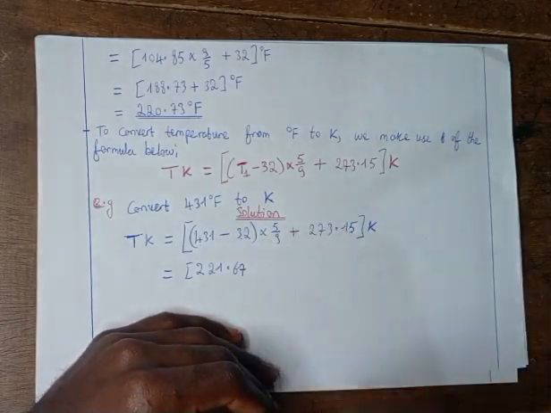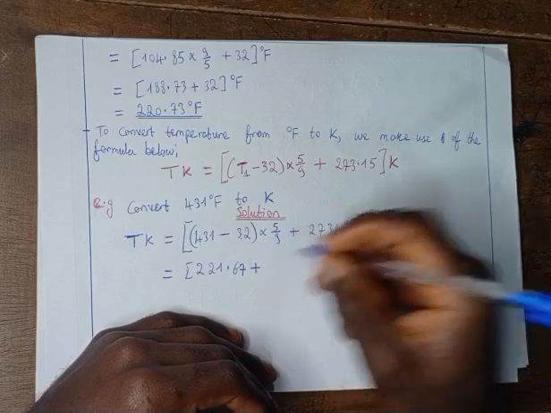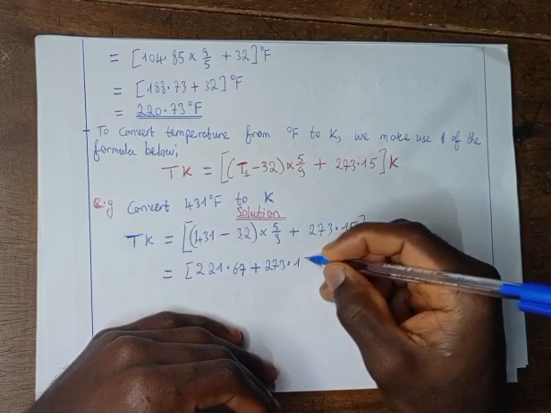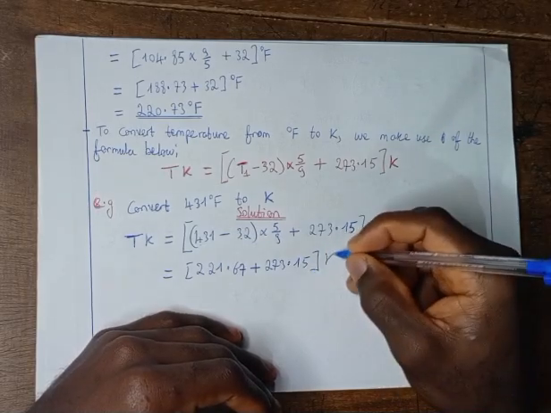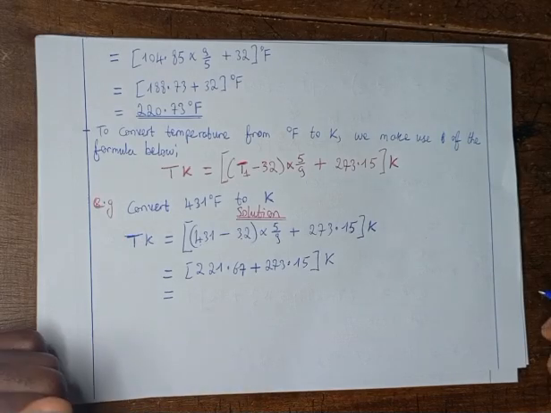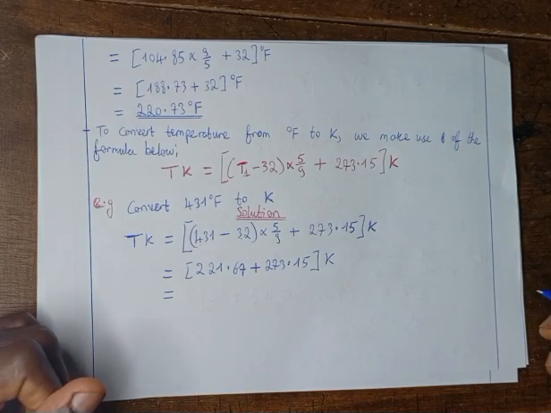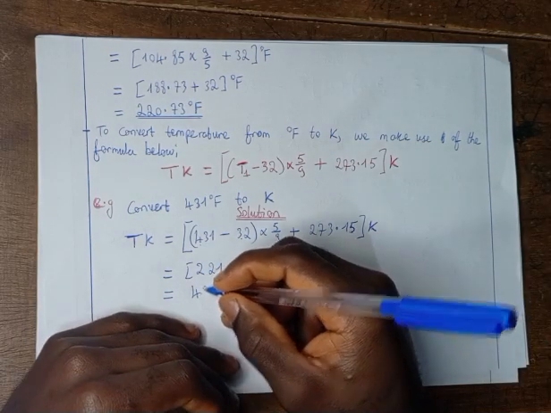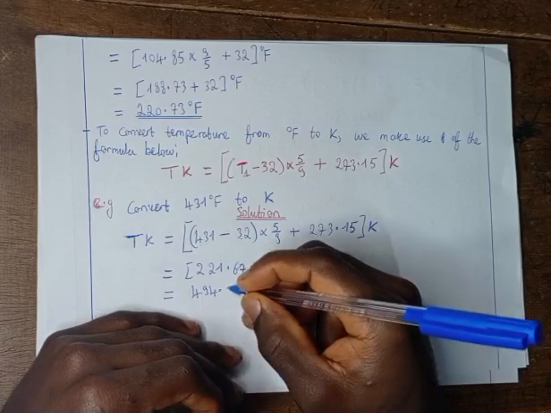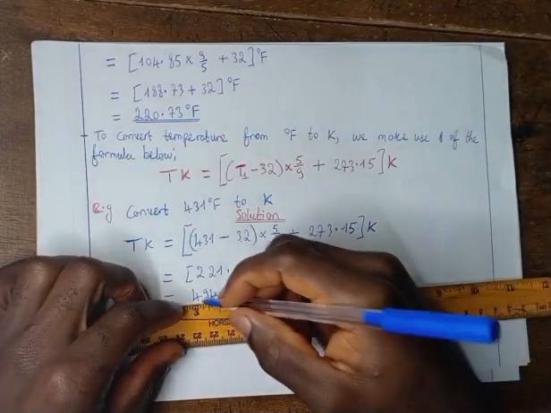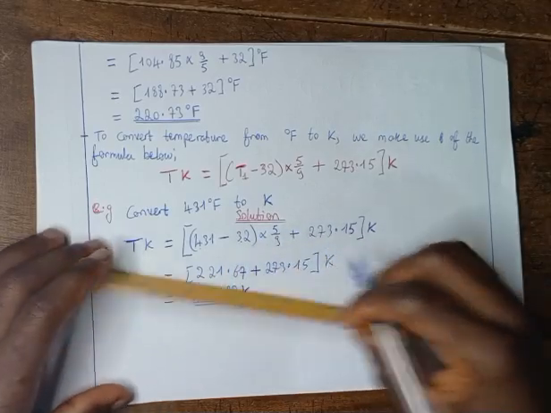We take 399 times 5 over 9, we are going to obtain 221.67, plus this constant 273.15 with the Kelvin. We add 221.67 plus 273.15, we are simply going to obtain 494.82 Kelvin. You underline the final answer.